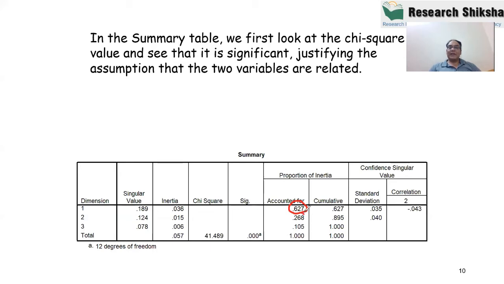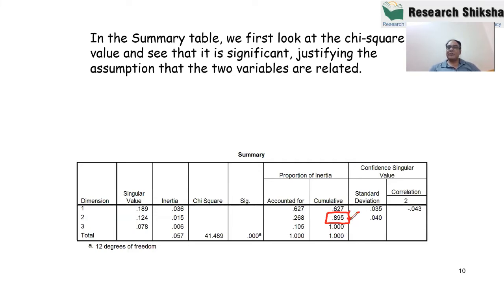And the second dimension, which is the y-axis, is explaining 26% of the variance of the data. And if you total them, the cumulative variance we can explain is 89.5%. So in total, the x-axis and the y-axis, which we call dimension 1 and dimension 2, are able to explain 89% of the variance of the data.